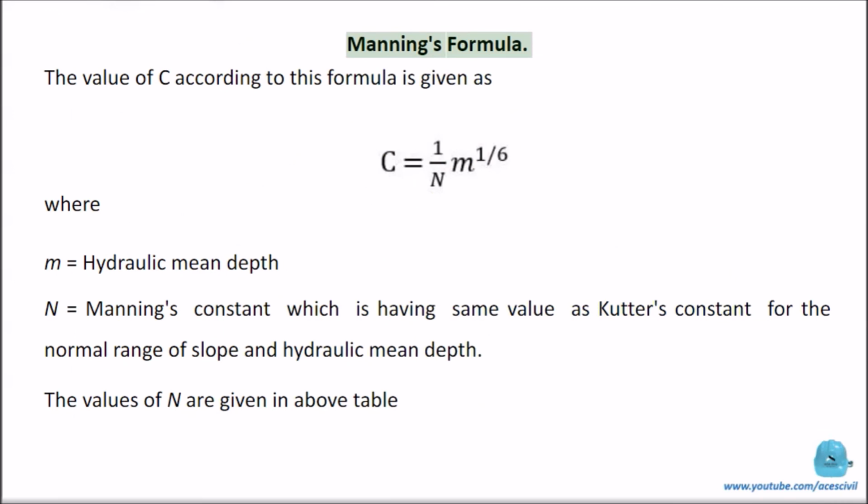Manning's formula. The value of C according to this formula is given as shown, where m equals hydraulic mean depth, N equals Manning's constant, which has the same value as Kutter's constant for the normal range of slope and hydraulic mean depth. The values of N are given in above table.